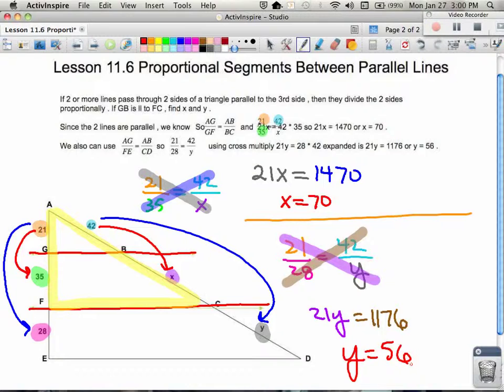It splits the triangle into ratios that are congruent. And so that's called a proportion. You can solve them just like we've done here in the last two examples.